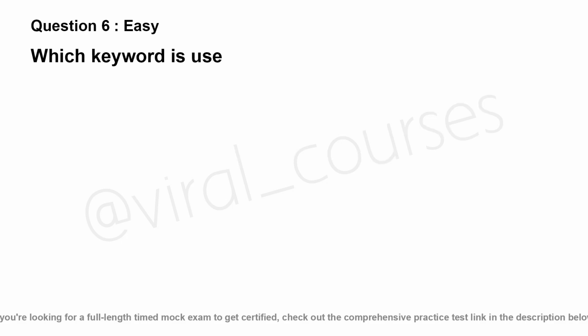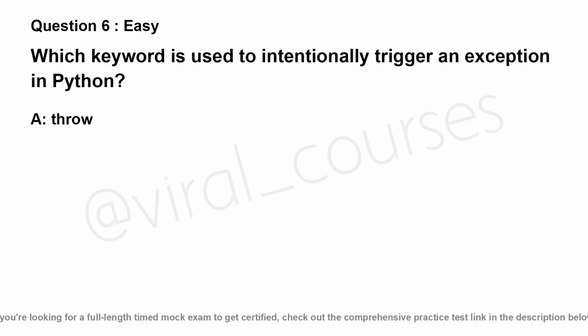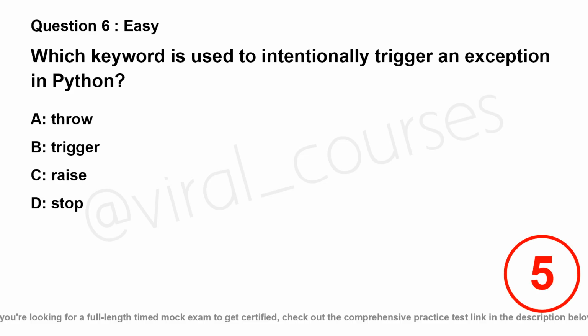Which keyword is used to intentionally trigger an exception in Python? Option A, throw. Option B, trigger. Option C, raise. Option D, stop.